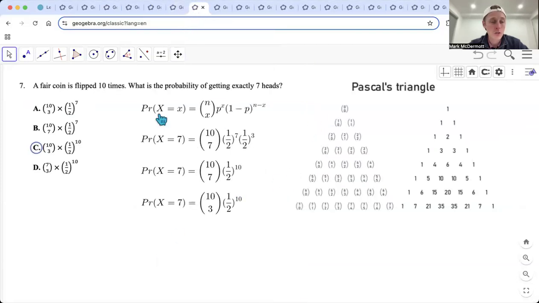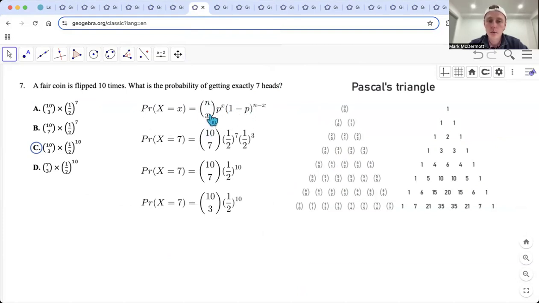This one I tried to be a little bit tricky, see if I could trip people up. A fair coin is flipped 10 times. What is the probability of getting exactly 7 heads? Well, hopefully you're aware of the binomial distribution. This is a binomial experiment. And this is what the binomial distribution says: n choose x multiplied by p to the x multiplied by 1 minus p to the n minus x.